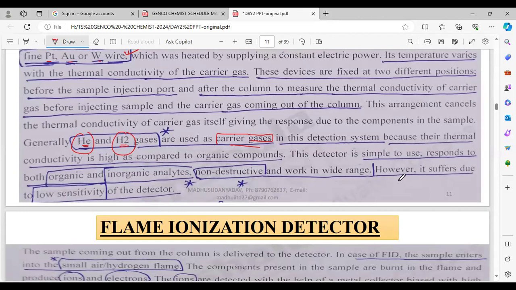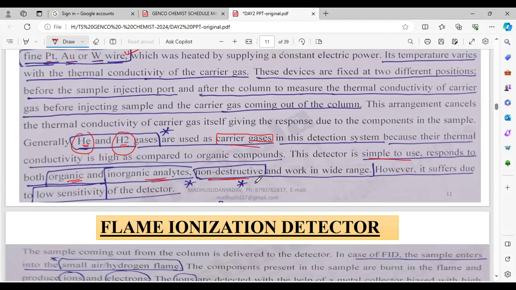And the detector is simple to use and responds to both organic and inorganic compounds. In this way also they can frame a question. For simple analysis through GC, for organic and inorganic analytes, which of the following detectors are used? If three different detectors are given, TCD is most suitable for organic and inorganic analytes. And another thing is, it is non-destructive.